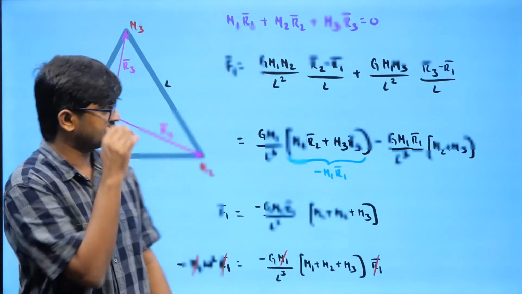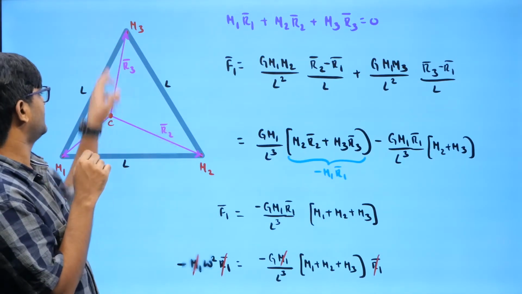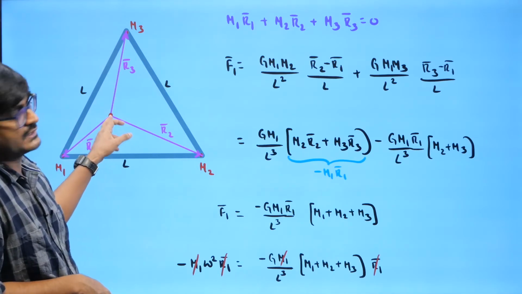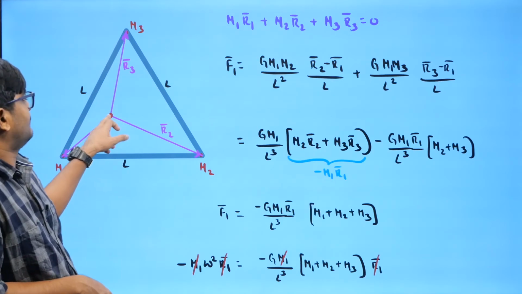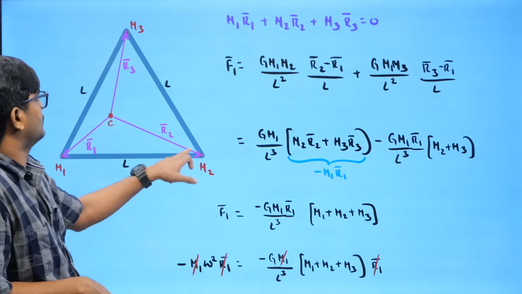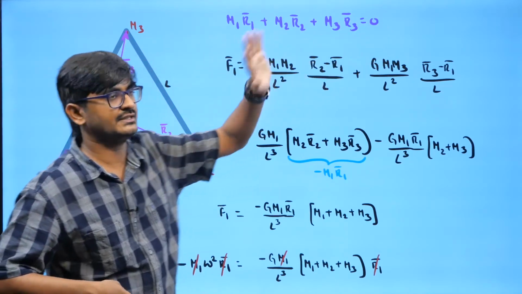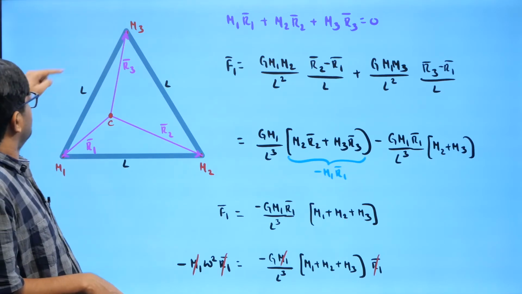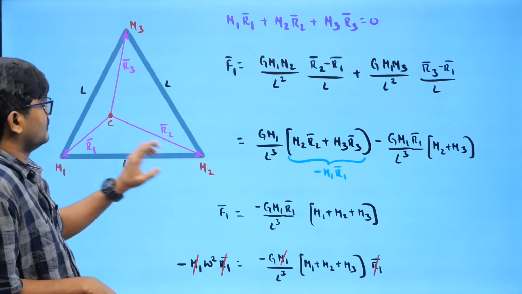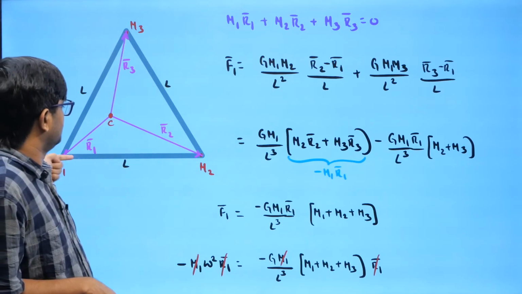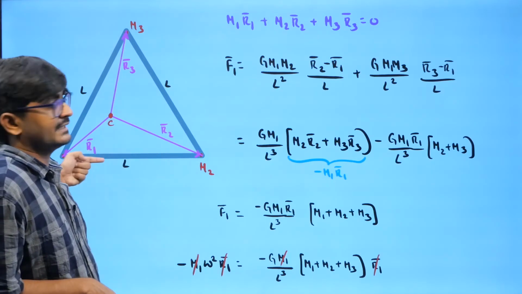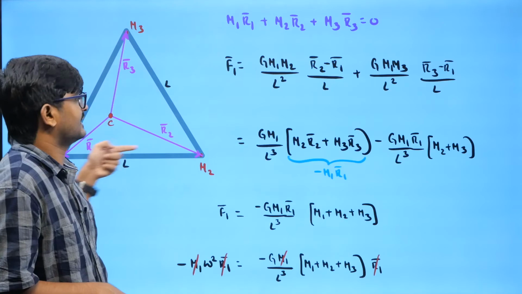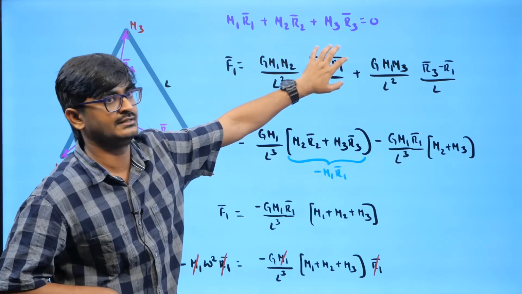When there are unequal masses, m1, m2, m3, I am trying to figure out the center of mass first. So I will be trying to write the vector notation with respect to the center of mass. If I take this as my origin, m1 r1 bar plus m2 r2 bar plus m3 r3 bar must be 0 by definition of center of mass. Now I will be writing the force on the first particle. Force on the first particle because of this one is G m1 m2 by L square, along this direction. This direction I can write as r2 bar minus r1 bar by L.